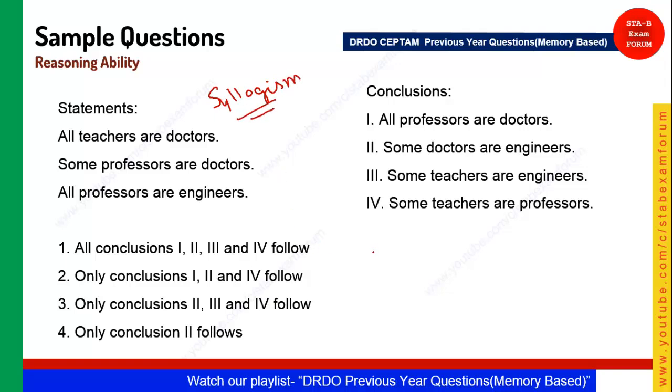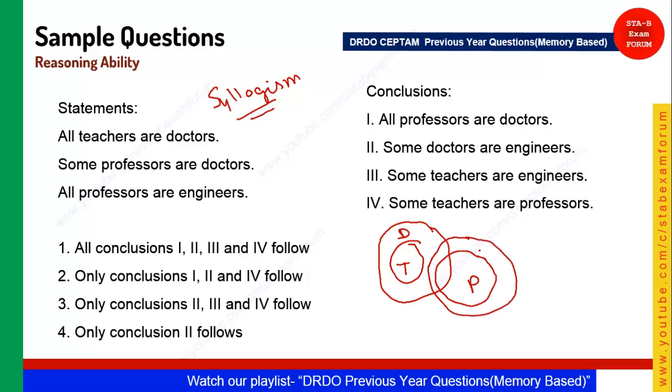So we have to make a Venn diagram for this question. Let's see the statement. All teachers are doctors. So this is teacher, and all teachers are doctors. Some professors are doctors, so we know how to make this Venn diagram. Then all professors are engineers. Okay, let's see the conclusion.